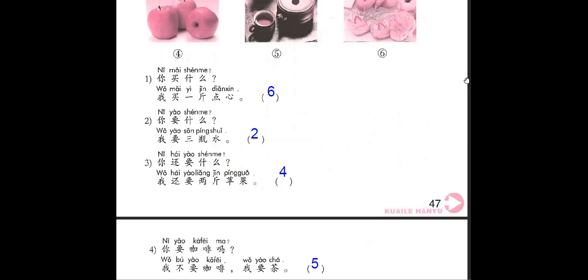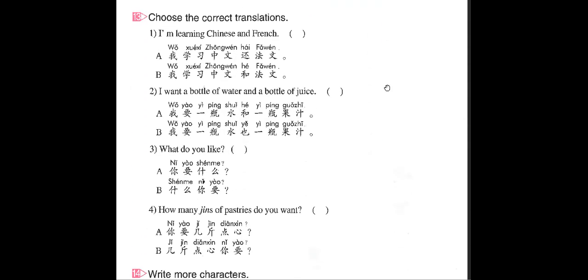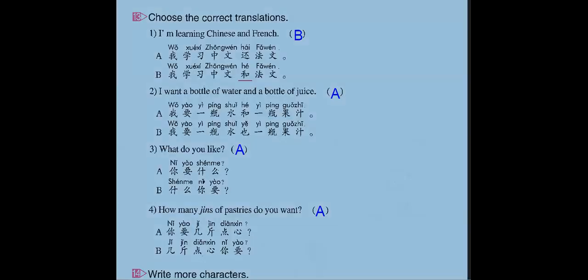We continue with exercise number 13. We have to choose the correct translations. Here we have different ways of saying something, and only one of them is correct. In these sentences, the important part is, for example, sometimes the order or sometimes the expressions we are using. For example, the first one, I'm learning Chinese and French. The keyword here is he. We use hai when we refer to 2 verbs.